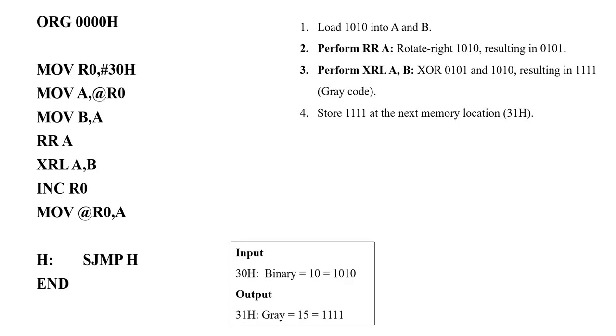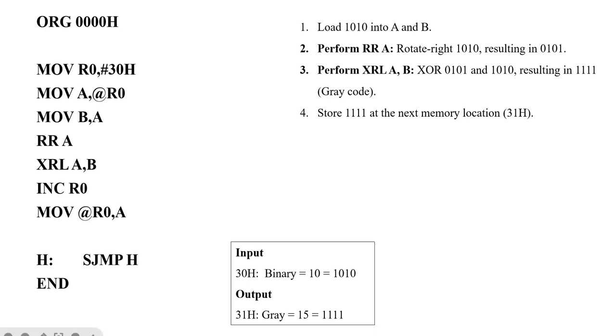That is, this increments the register R0. Okay, that is R0 is 30h, next it will be 31h. So it points to the next memory location, that is 31h. After that, MOV @R0, A.